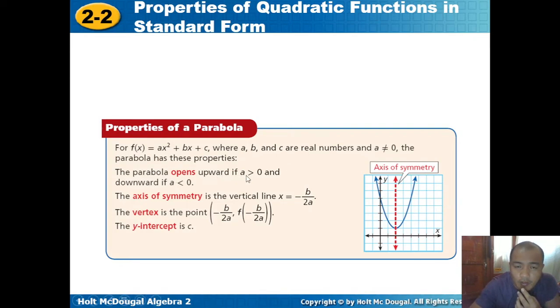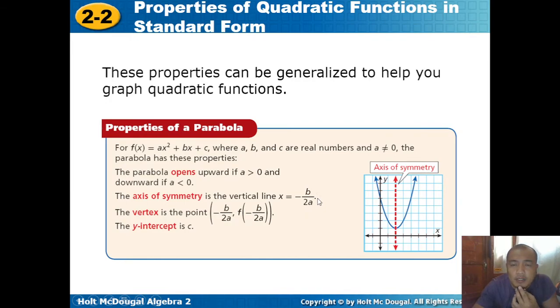Parabola opens upward if a is greater than 0 and downward if a is less than 0. We have discussed that in our previous PowerPoint presentation. The axis of symmetry is the vertical line x equals h or x equals negative b over 2a. The vertex is the point (h, k) or negative b over 2a, f of negative b over 2a. And the y-intercept is c.